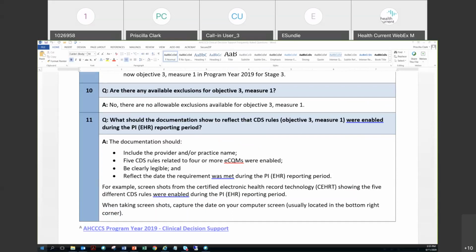An example would be a screenshot from the CERT showing the 5 CDS rules were enabled during the PI reporting period. When taking screenshots, make sure to capture the date on your computer screen, usually located in the bottom right-hand corner, especially if you're taking those screenshots during that PI reporting period. If you're showing that an alert popped up on that date you took the screenshot, make sure you're including the bottom right-hand corner where the date is supposed to be showing for that day.